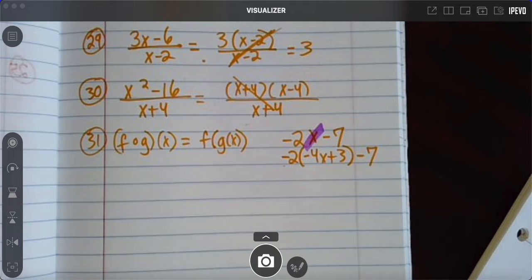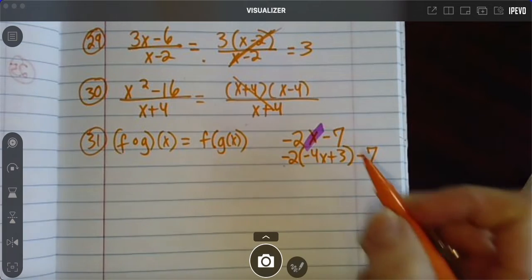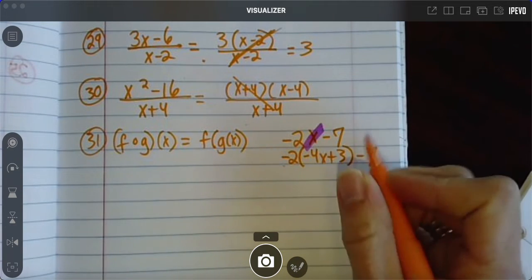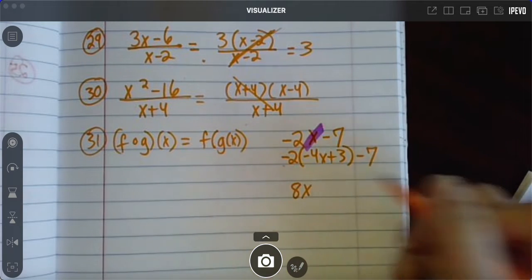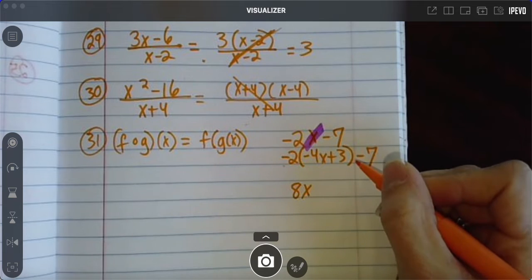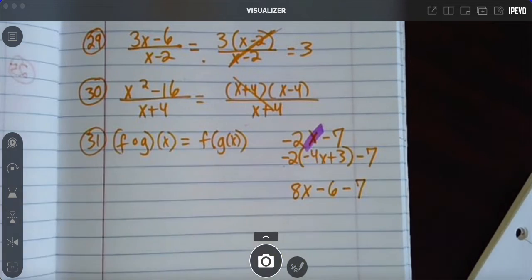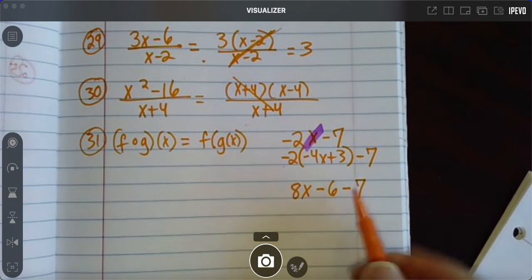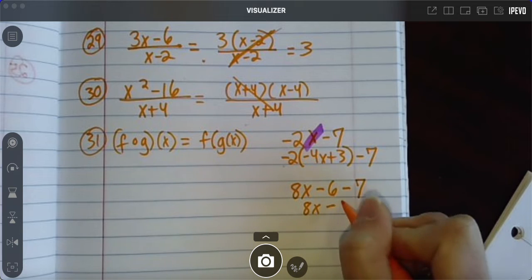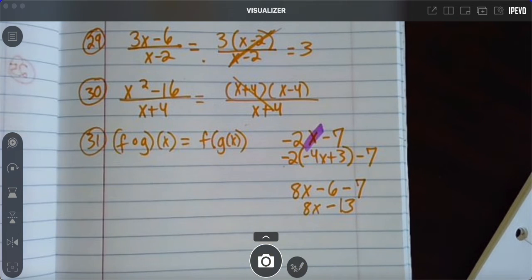Then what are we going to do to finish it? I need to distribute, right? So negative 2 times negative 4x is 8x. A negative 2 times a 3 is negative 6, and then I have minus 7. Is there any other step? Yeah, I have these two like terms. 8x minus 13. All right, so that's our answer on number 31.